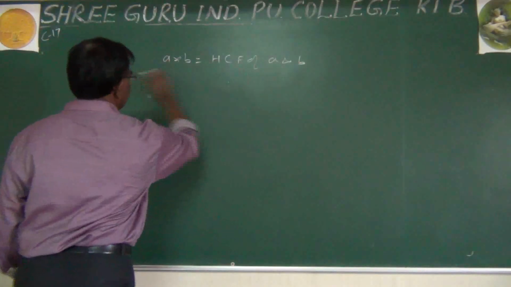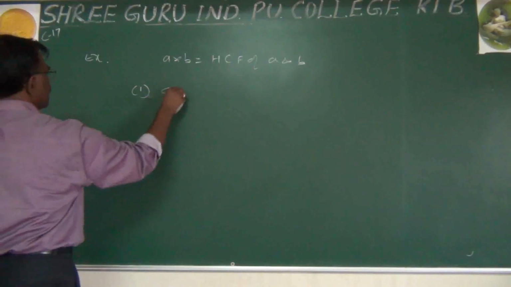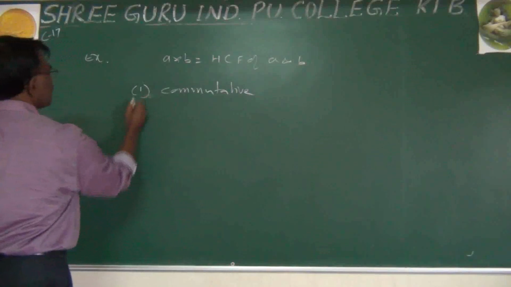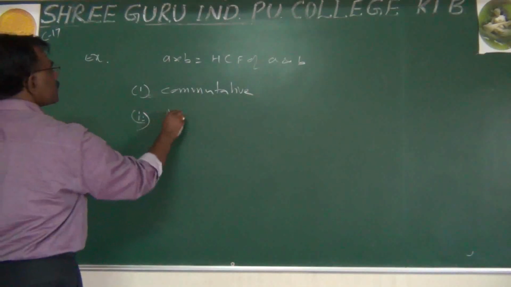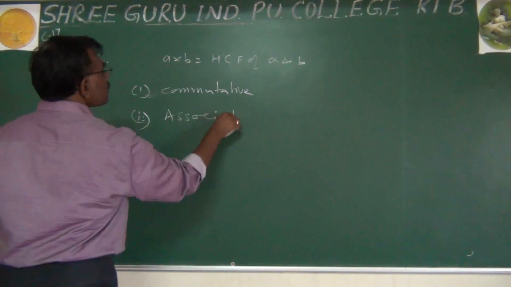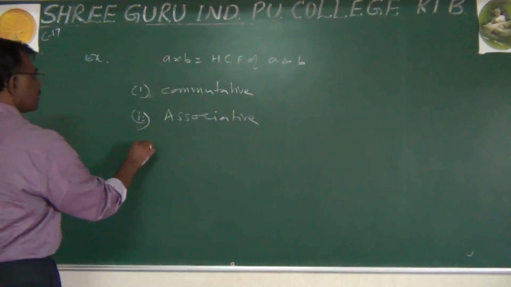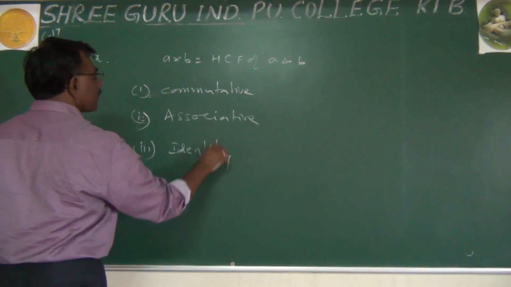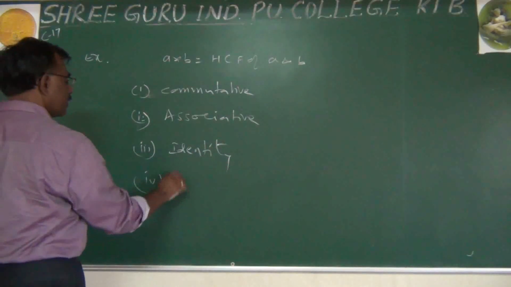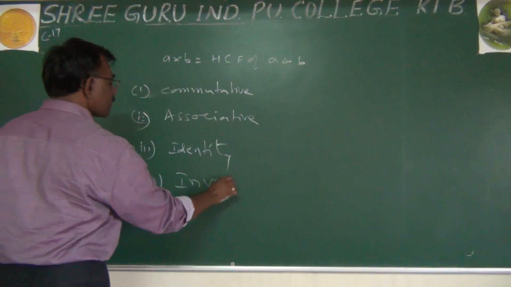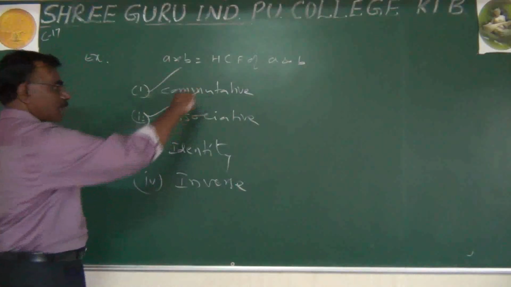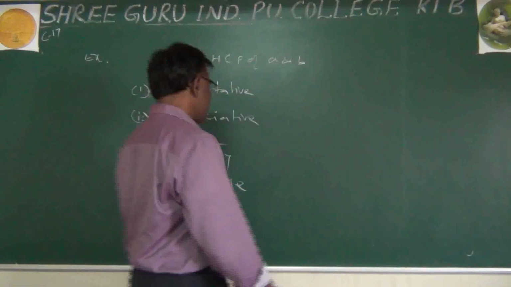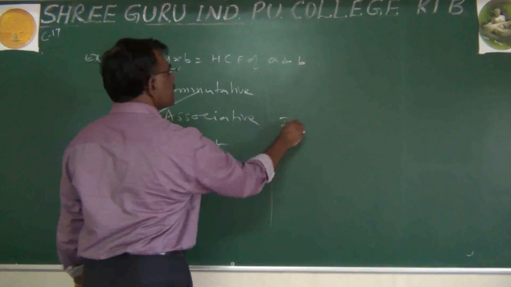So the first one is commutative, the second one is associative, number 3 is identity, and number 4 is inverse. So for these two, no problem, they are very simple steps. Identity is whether it is called identity.